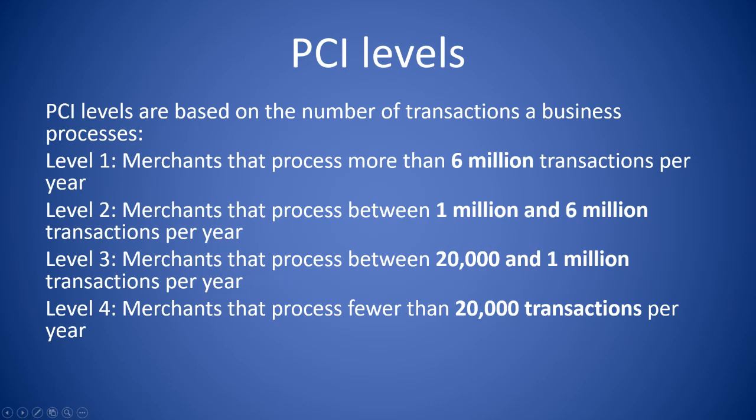There are several levels that the organization may be classified into, and these levels depend upon the number of transactions per year. For example, level 1 are the merchants that process more than 6 million transactions per year. Level 2 is between 1 million to 6 million. Level 3 is between 20,000 up to 1 million transactions per year. Level 4 is fewer than 20,000 transactions per year.